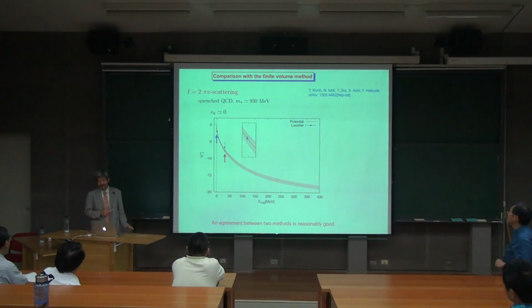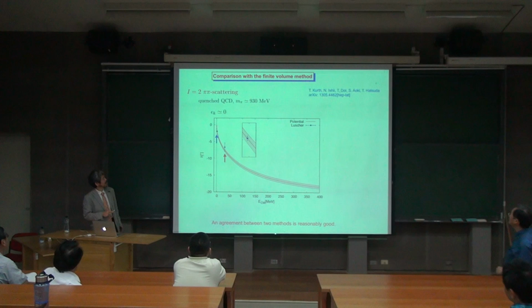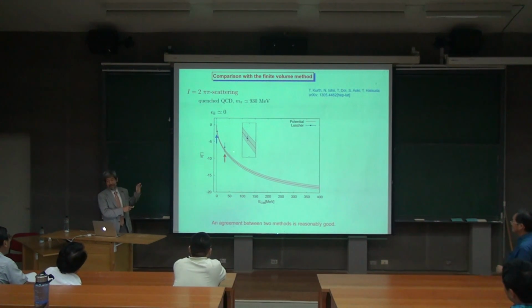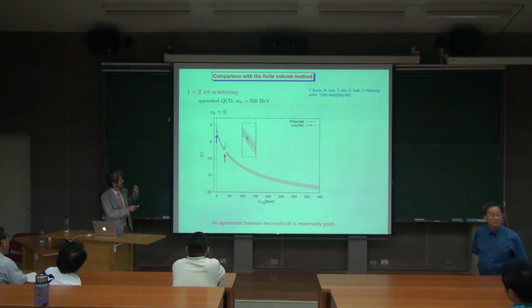This is the pi case using the same technique to calculate the phase shift. This is our result, and the blue points are the result from Lucian. The agreement is very good for very small mass, but for higher energy, Lucian's method has a very large error, while our method has a small error and is consistent with their result.